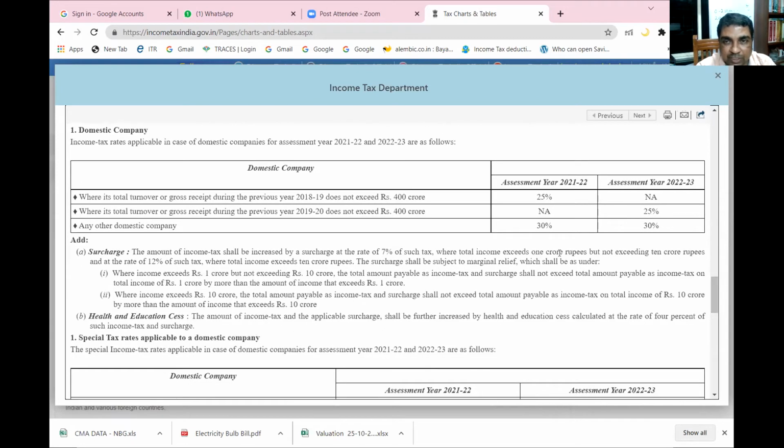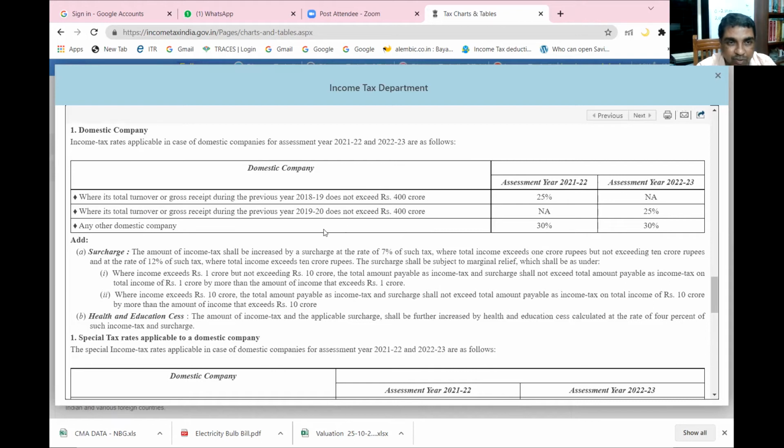And for companies, you see the tax rate is 25% or 30%. Here you have to see if the turnover of the previous year 2018-19 doesn't exceed 400 crore, the tax rate is 25%. If it exceeds 400 crore, it is 30%.